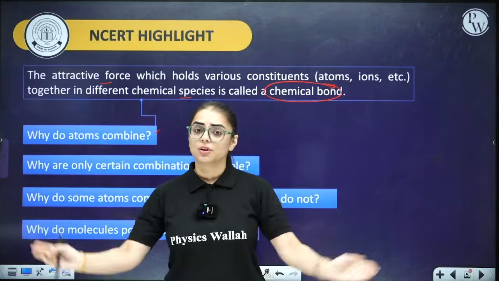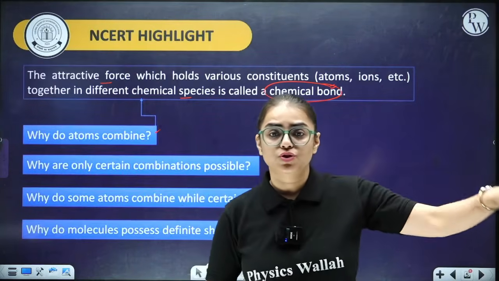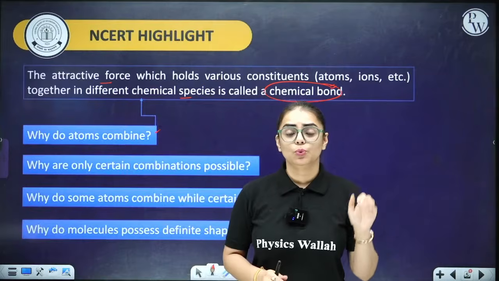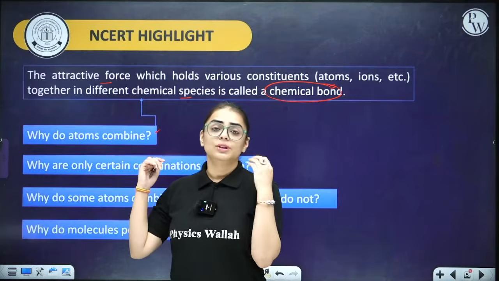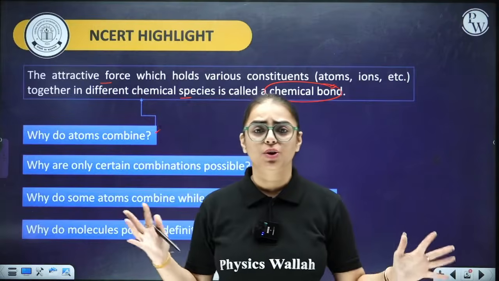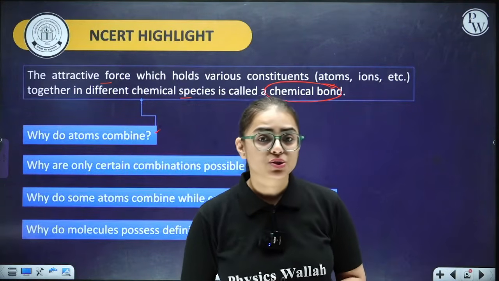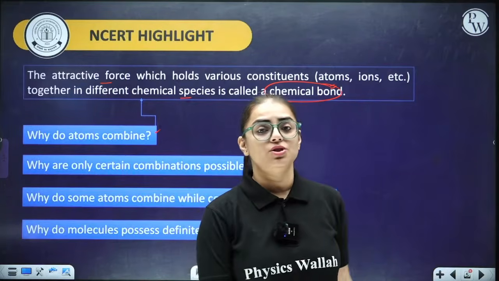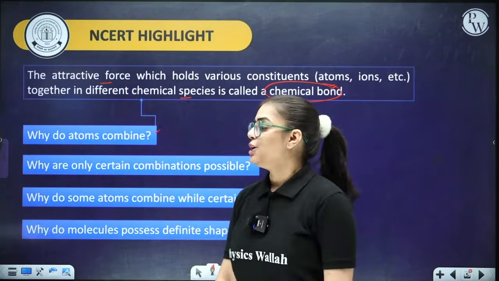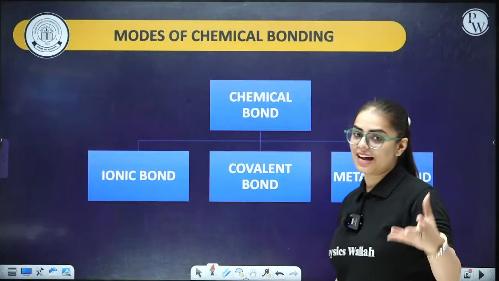All of these key concepts will be explained in this particular chapter with the help of Lewis dot structure, Lewis theory, VSEPR theory, valence bond theory, hybridization, and molecular orbital theory. These topics will help you attain the answers to these questions. Clear, everybody? So this was the introduction basically, and these were the NCERT highlights as well.